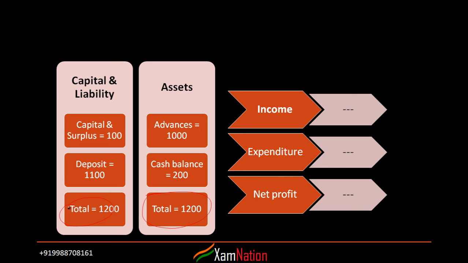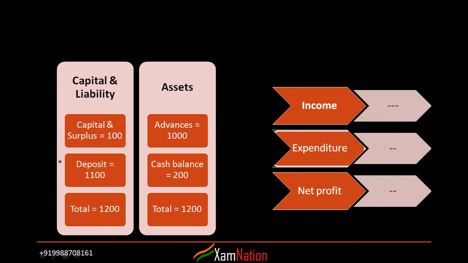Now there is an income statement of a bank. Some income would be there, and some expenditure, including provisions and other things. The net profit will come here. Whatever the net profit would be, that would either be given as a dividend to the people, or it will become part of capital and surplus, that is, the equity shareholder fund.